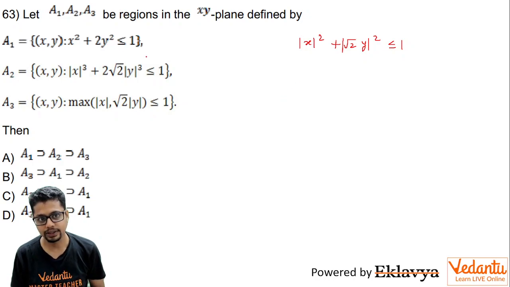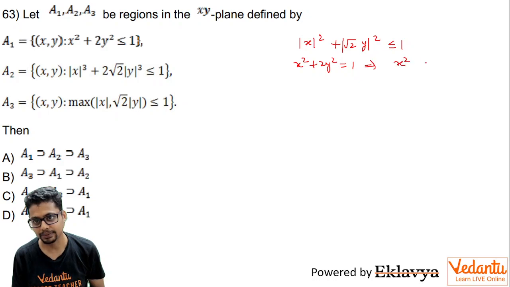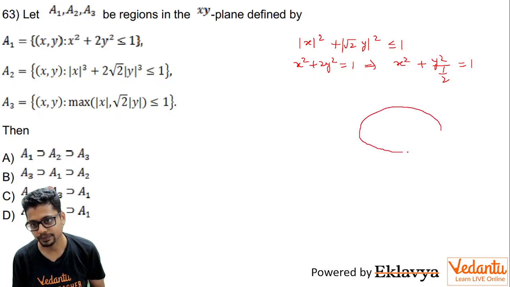If you consider x squared plus 2y squared equal to 1, this is basically an ellipse, x squared plus y squared by half equal to 1, where the major axis is along the x-axis and the minor axis is along the y-axis. So this is 1, and this is 1 by root 2.